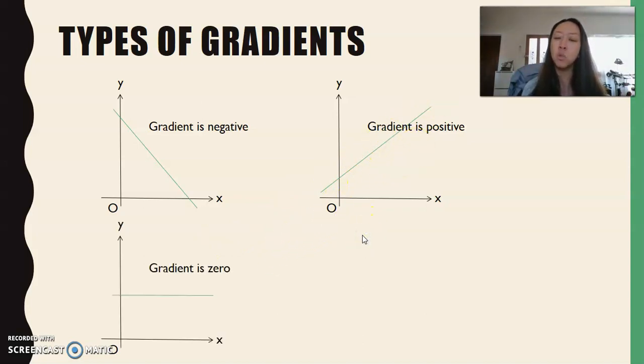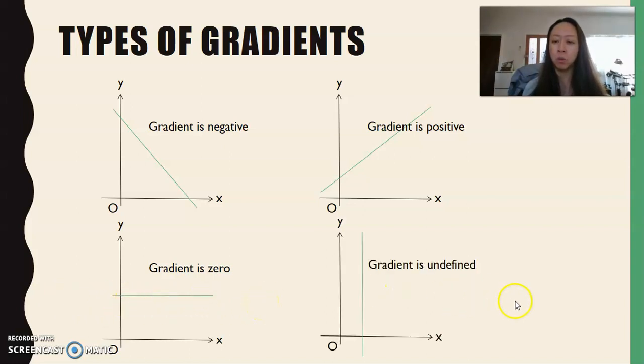Yep. So what happens when the gradient is 0? When a gradient is 0, the line will just be like a flat line. Yep. So what if the gradient is undefined? The gradient is undefined. It's gonna look like this. Yep. So let me just show you what I mean about this on Desmos.